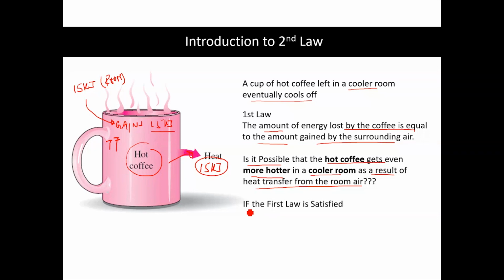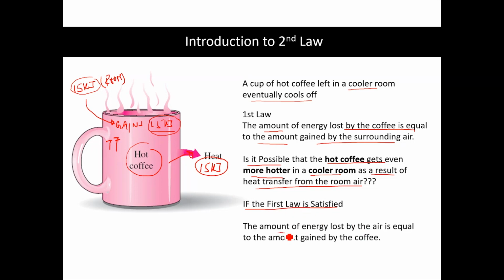In other words, the first law is still satisfied. 15 kilojoules taken from the room, 15 kilojoules consumed by the cup of coffee. If the first law is satisfied, the amount of energy lost by the air is equal to the amount of energy gained by the coffee. The first law is satisfied.